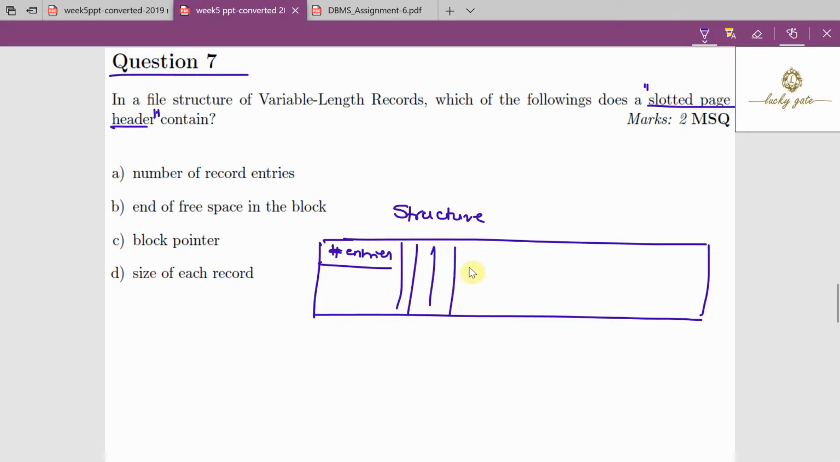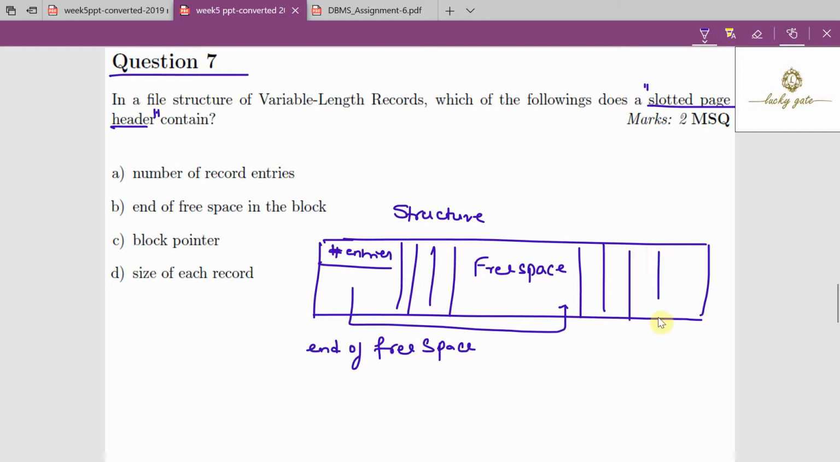Entries, we can call end of free space. Suppose this is the free space in the slotted page header, so it contains end of free space, and also consists of records. Say these are all called records, and these are the pointers to the records, and so on.